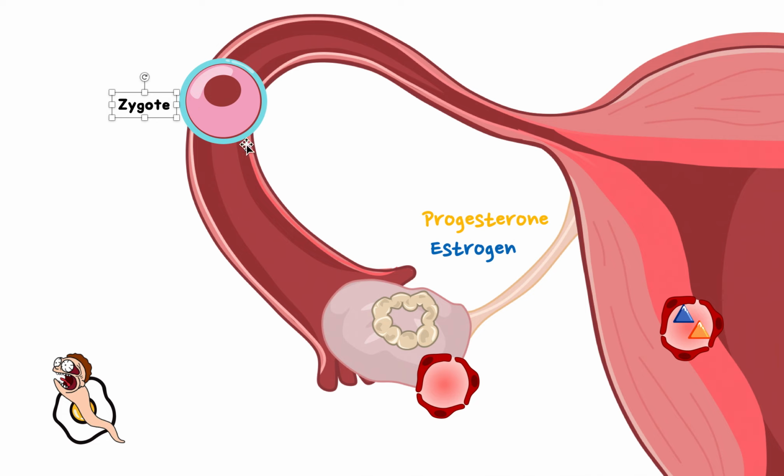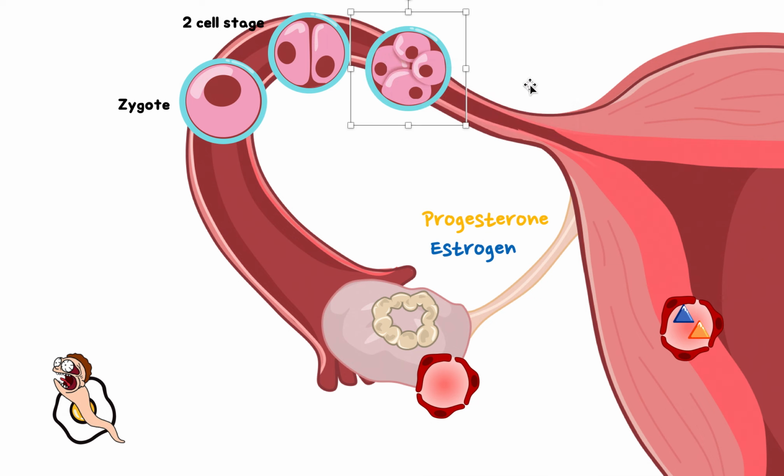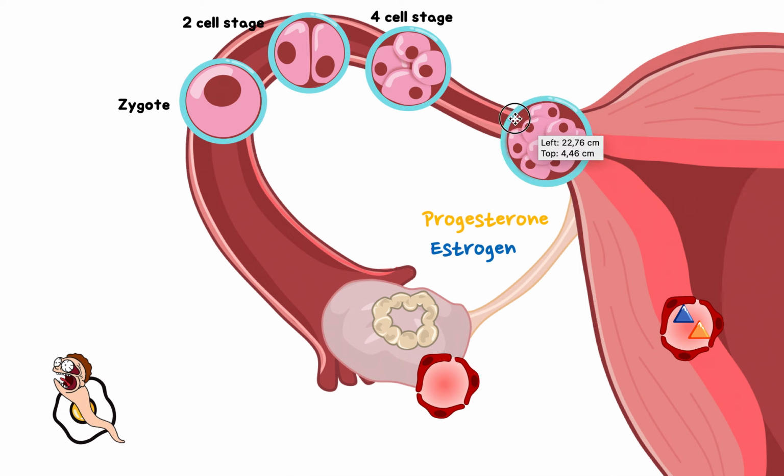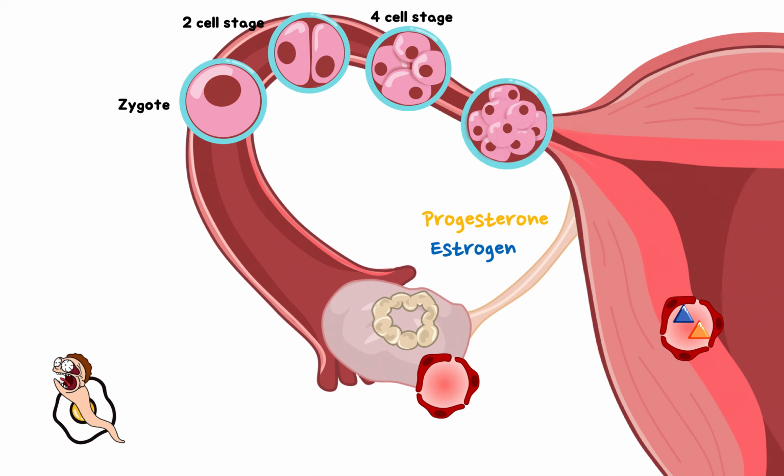So now after around 24 hours, one day after the zygote is formed, it will divide. So after one day, you'll have now a two-cell baby. We call this the two-cell stage. There is another name, but you don't need to know it, so don't worry. And then guess what? It's going to divide again. Now we have a four-cell baby. And guess what? It's going to divide again. Now we have an eight-cell baby. And guess what? It's going to happen again. Now we have a 16-cell baby, and so on and so on until we have a blastocyst.